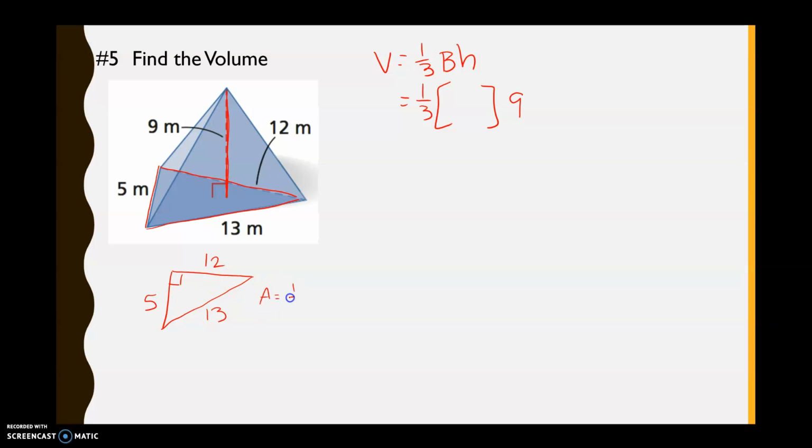The area of this guy is going to be 1/2 base times height. So I'm just going to multiply 5 times 12. Half of 12 is 6. 6 times 5 gives me 30. So 30 is going to be my big B. I'm going to take 1/3 of 30, which is 10, and 10 times 9 gives me 90.